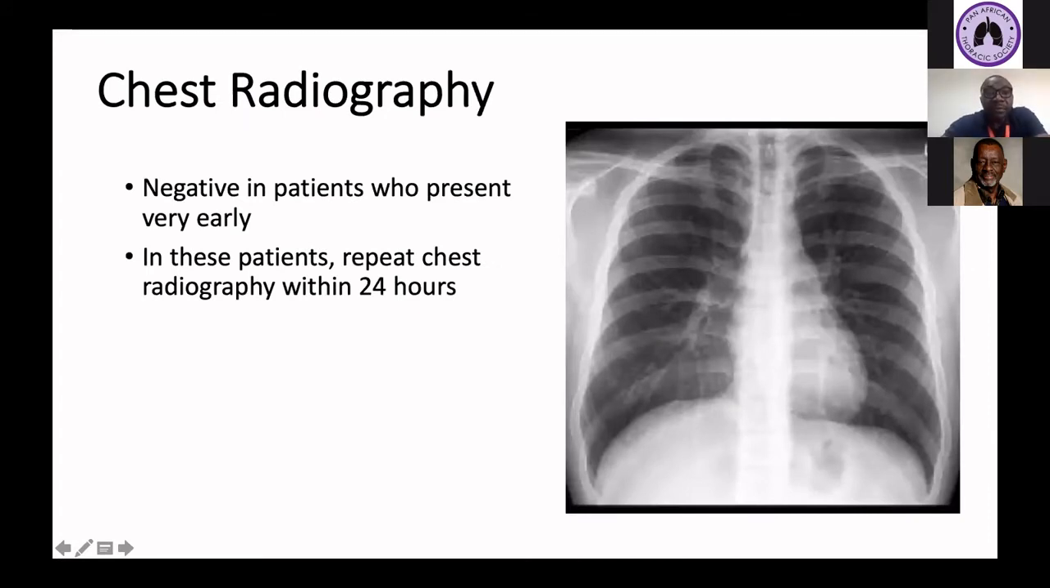After the clinical presentation, we usually need imaging for the diagnosis. And the chest X-ray is the first investigation to do. The chest X-ray can be negative when the presentation is earlier, when the patient comes earlier. And it is recommended to repeat the chest X-ray within 24 hours.